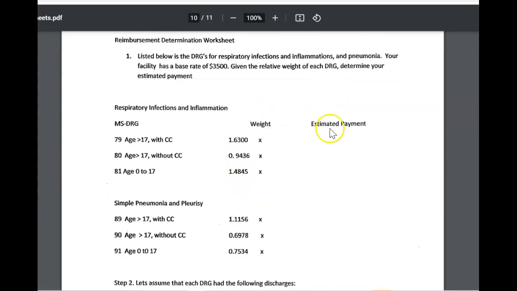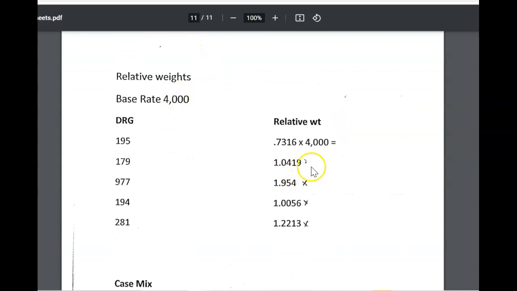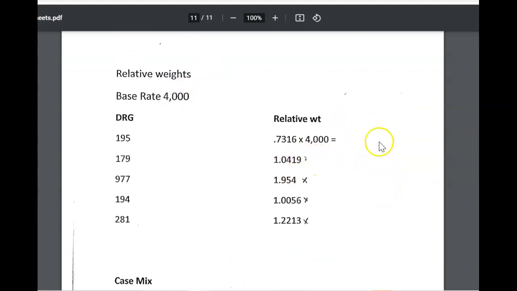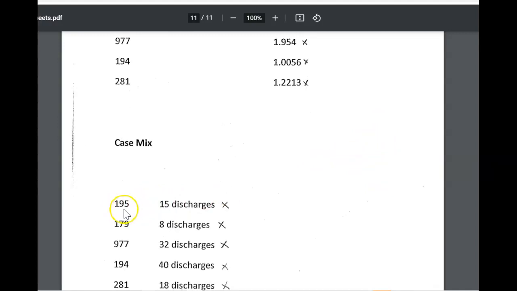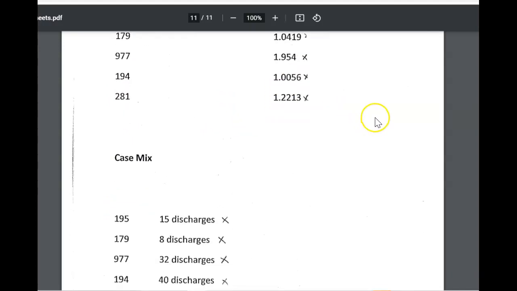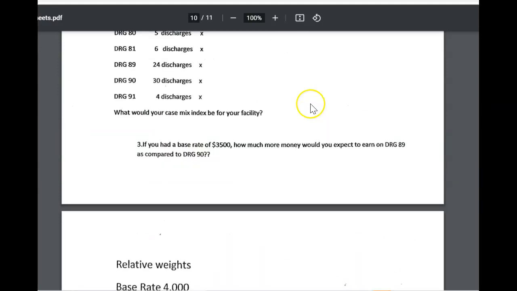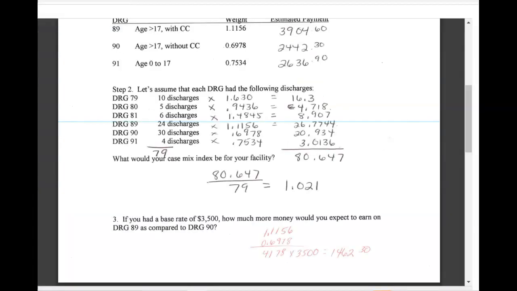But this is how, go back here. So we just did this worksheet here. I went through all the answers for you. Now you're going to have to do this one here. Remember, this is basically going to be times 4,000. Remember, when you go down to the case mix, I look at 195 and my relative weight is 0.7316 times that. Once I get all my relative weights here, I add them up. I add up all my discharges and we go back to total relative weights divided by discharges.